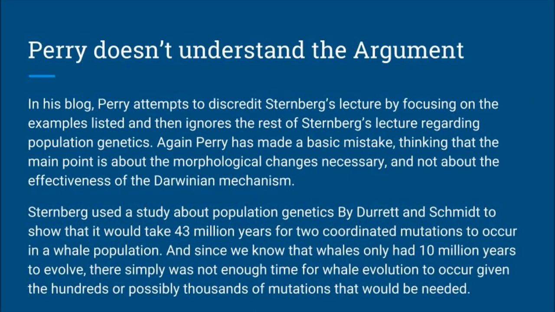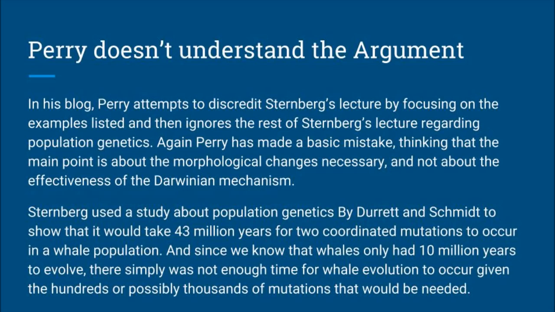Perry doesn't understand the argument. In his blog, Perry attempts to discredit Sternberg's lecture by focusing on the examples listed and then ignores the rest of Sternberg's lecture regarding population genetics. Again, Perry has made a basic mistake, thinking that the main point is about morphological changes necessary and not about the effectiveness of the Darwinian mechanism.